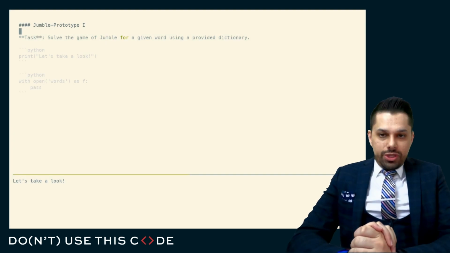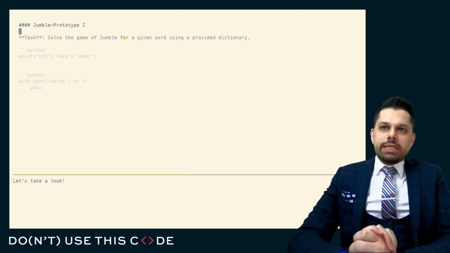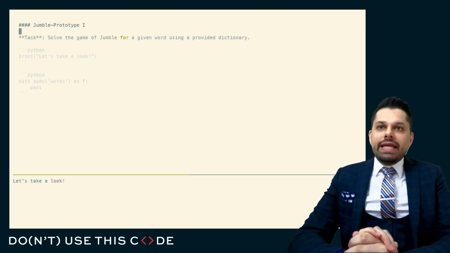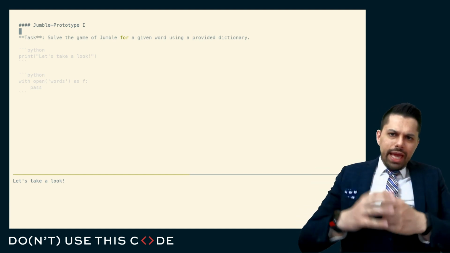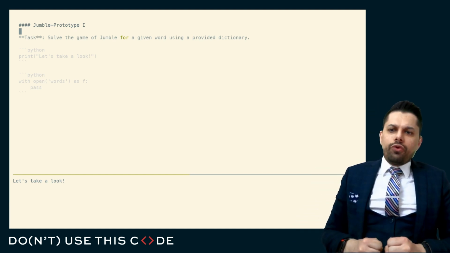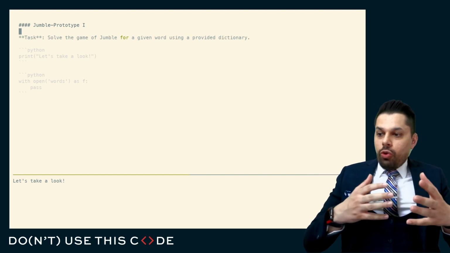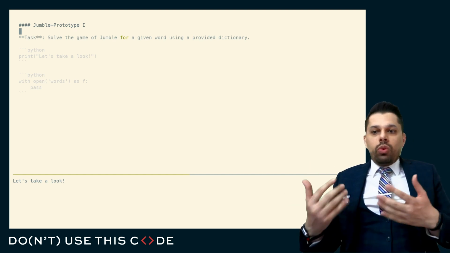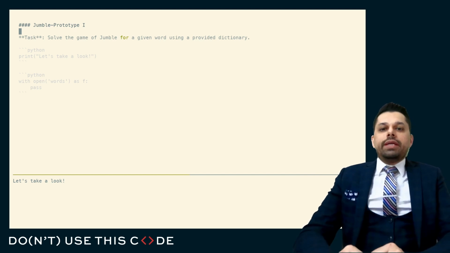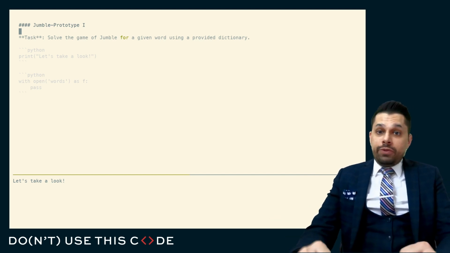In this prototype, I want to try and solve a very simple game, the game of Jumble. And as you know from having played this in the newspaper before, the game of Jumble is you're given a bunch of letters and they're in some random order, and you have to figure out what's the actual word corresponding to the letters that you have.